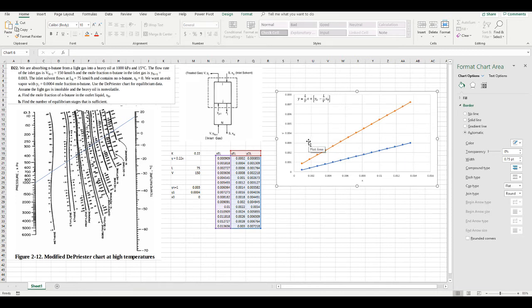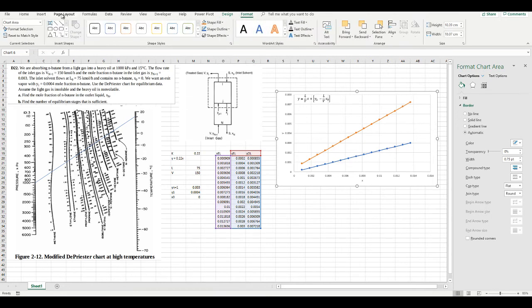And from here, we can just simply find the number of stages from McCabe-Thiele analysis. So once again, you start from the operating line at your concentration of interest, which is going to be here, and then you step down until you reach your exit concentration, which is y equals 0.0004.